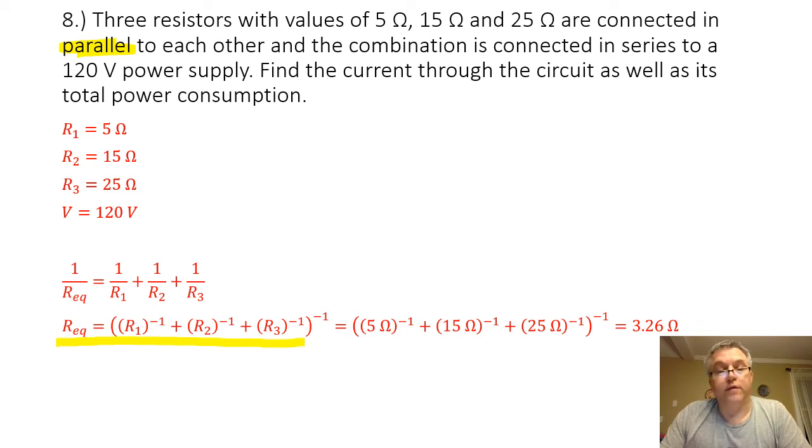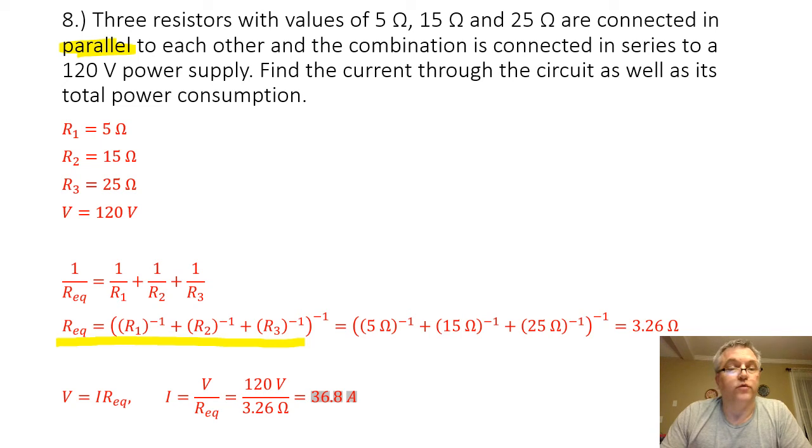Now that I have the equivalent resistance, I can use Ohm's law to find the current of the circuit. So the current is going to equal the voltage, 120 volts, divided by my equivalent resistance, 3.26 ohms, and that will give me a current of 36.8 amps. To find the power consumption of the circuit, I'm going to multiply my current times the voltage, 36.8 amps times 120 volts, which will give me a power consumption of 4,417 watts.